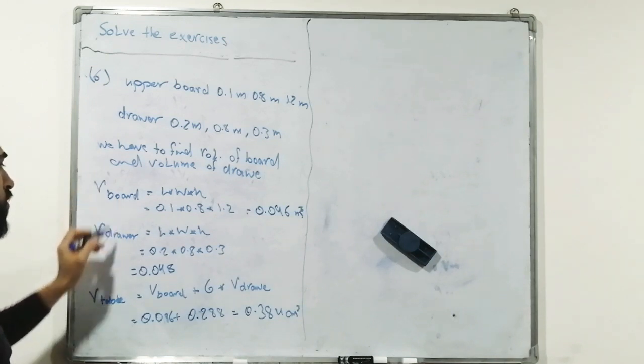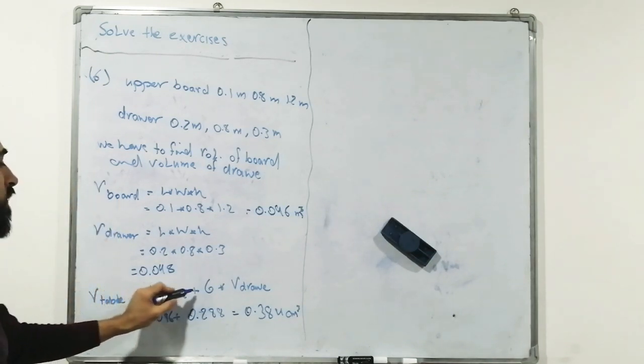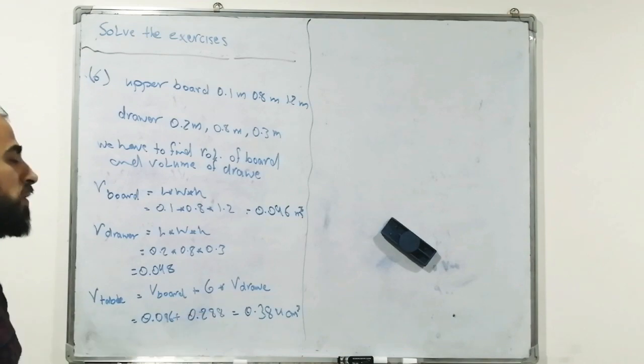Then the volume of the table will be the volume of the board plus 6 by the volume of the drawer.